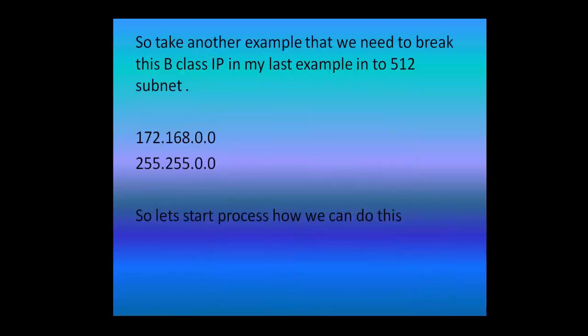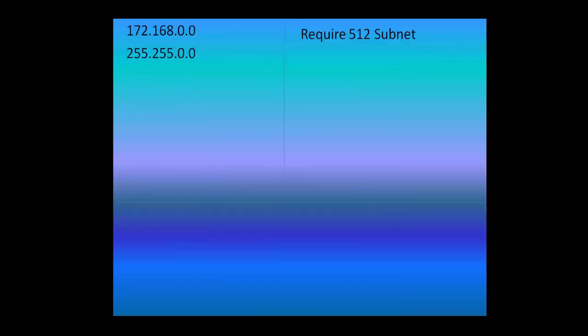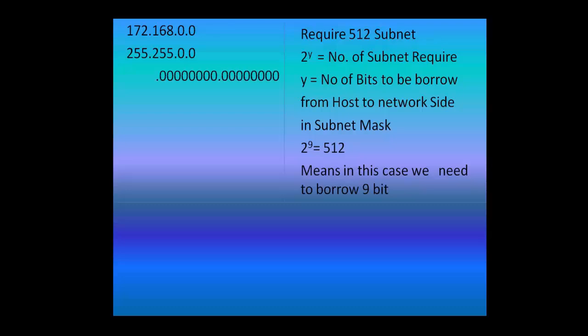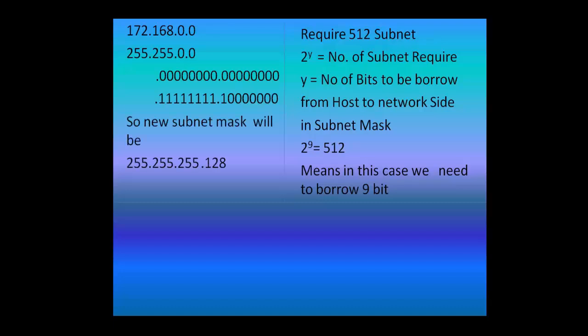Maybe we have some example of 512 subnets. It goes long, let's see very fast. 512 subnets. So how many bits do we require to borrow? 2 raised to power 9, so 9 bits we have to borrow. Check the default subnet mask. So how can we borrow 9 bits? 8 bits in the third octet and 1 bit in the fourth octet. So it will be my new subnet mask, in decimal form.